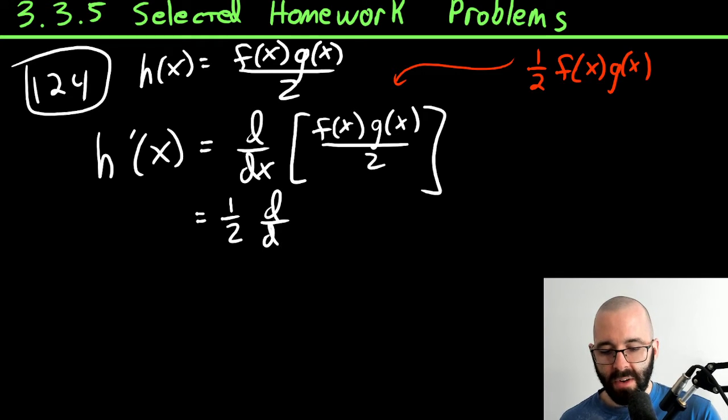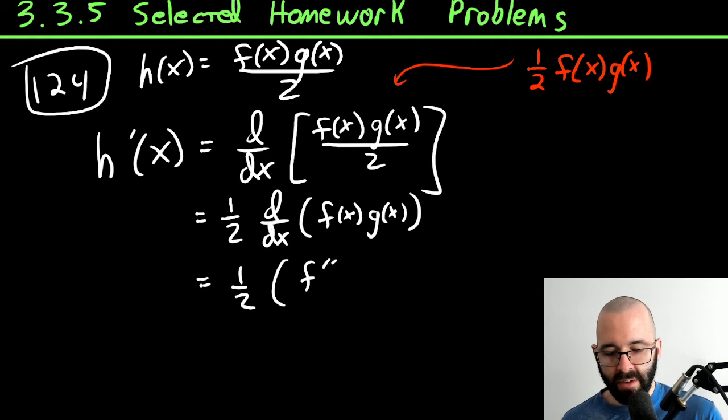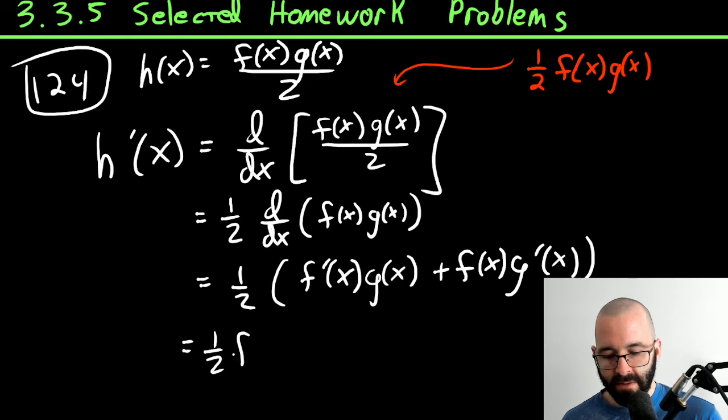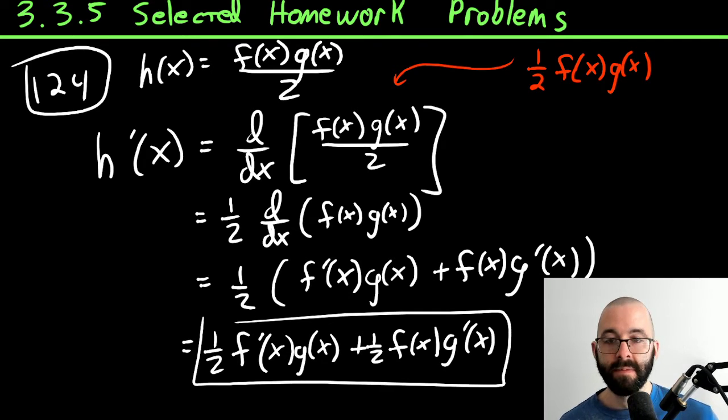So it's 1/2 times the derivative of f times g. And now we can use the product rule instead. And product rule is a lot easier than quotient rule. So product rule tells us derivative of the first times the second plus the first times the derivative of the second. And you could either have this as your final answer or distribute that 1/2. Either one would be okay. Usually this is going to be the more common thing to see. And that's all there is to it. All right, that is the derivative of h.